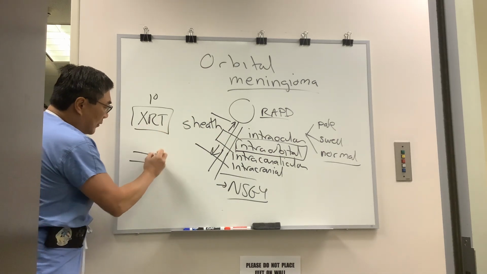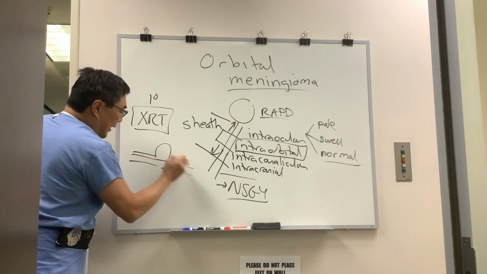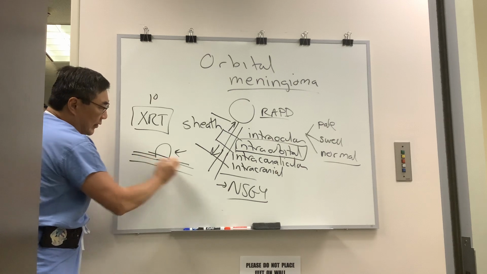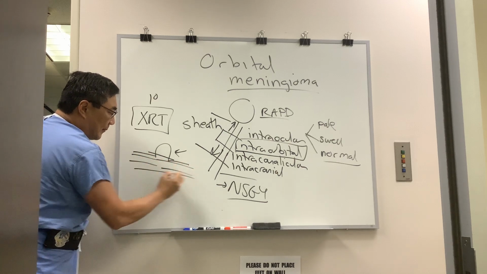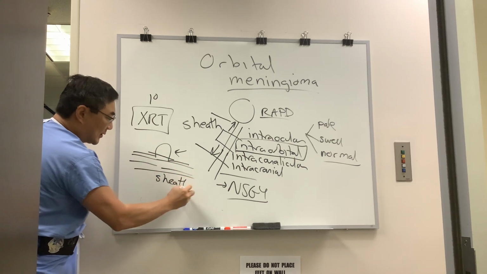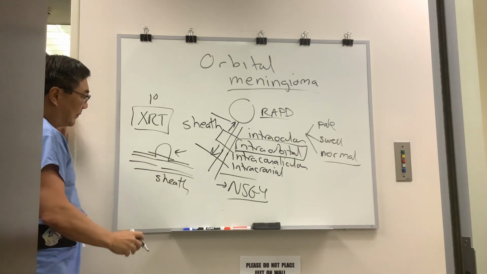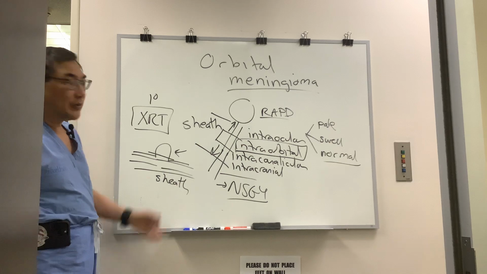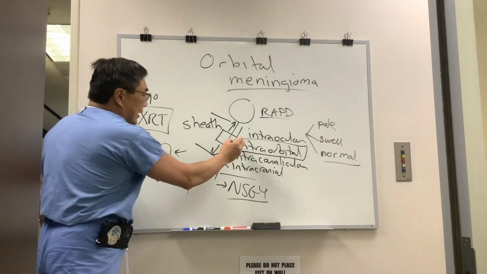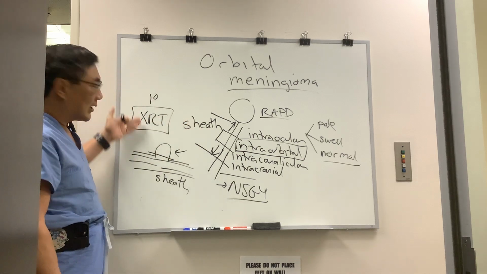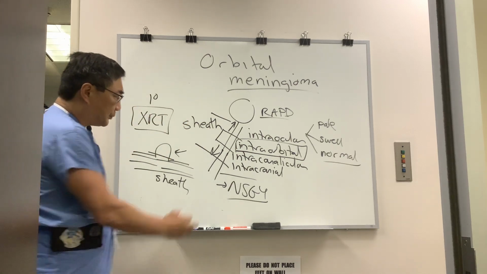Now, if the tumor happens to be one of these exophytic ones where it's going out here, you could debulk this section. But we really shouldn't be doing anything with the sheath because the sheath is where the blood supply is. And if you tear off the sheath with surgery, you're going to make the person worse. So we don't really do surgery on the intraorbital sheath meningioma. It's either nothing or primary radiation therapy.